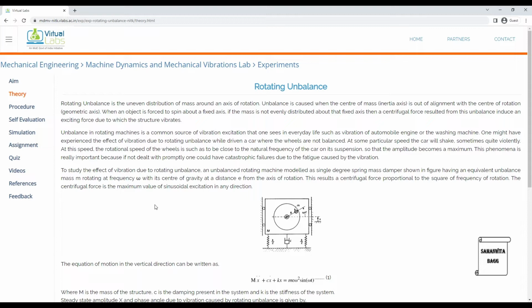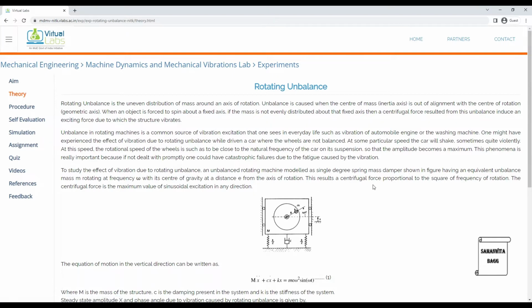To study the effect of vibration due to rotating unbalance, an unbalanced rotating machine is modeled as a single degree spring mass damper, as shown in the figure, having an equivalent unbalanced mass m rotating at frequency omega with its CG at a distance e from the axis of rotation. You can see that a car or a washing machine which is undergoing such violent motion has now been modeled in a simple way in the form of a spring damper, and this is that mass which is disturbing the entire system. So it is marked eccentric at a distance e from the geometric axis of the body.